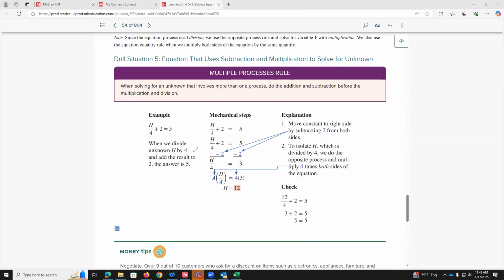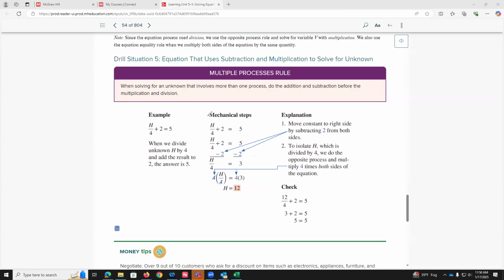Here's the word problem for that. When we divide an unknown number, we're going to call it h in this problem, by 4 and we add the result to 2, the answer is 5. So take a minute and try to get that picture in your head. We're dividing some number by 4 and adding 2 to whatever that is, and we're going to get 5.